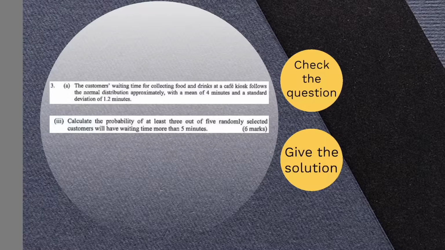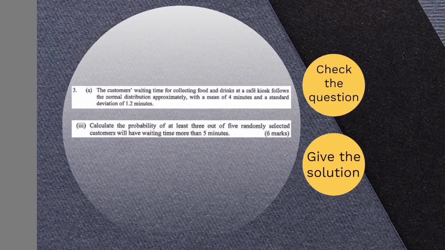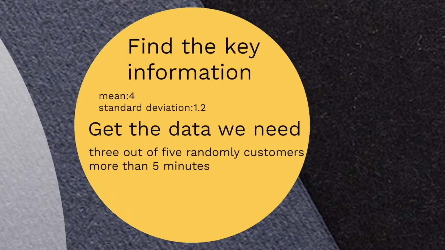For question 3A3, the customer's waiting time for collecting food and drinks at a cafe kiosk follows the normal distribution approximately, with a mean of 4 minutes and a standard deviation of 1.2 minutes. Try to calculate the probability of at least 3 out of 5 randomly selected customers will have waiting time more than 5 minutes. After reading the topic, we should get some key information.